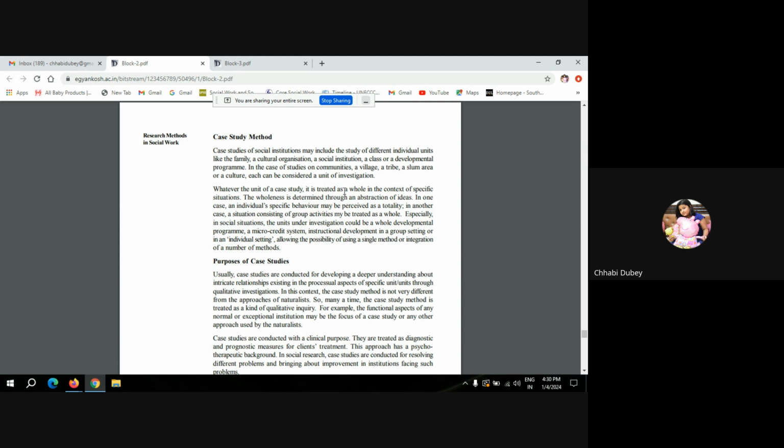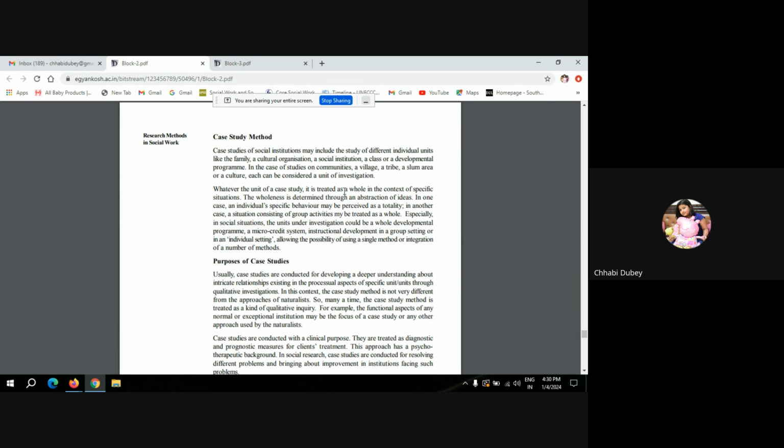When we take up the unit as a case study, it is treated as a whole in the context of a specific situation. So if you're taking a village or a community as a unit, then we will take the village as the whole case. Now, what is the purpose of case studies? Why do we have to take them up? Case studies are generally conducted for developing a deeper understanding of the intricate relationships in the processual aspects of specific units of qualitative investigation. They bring out the relationships existing in the processual aspect of the specific unit.